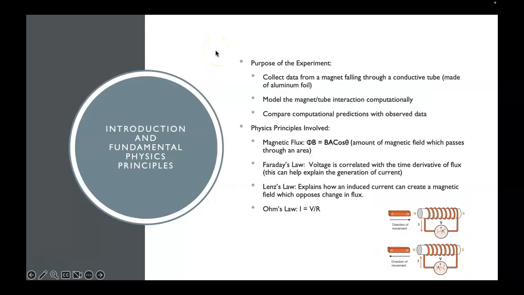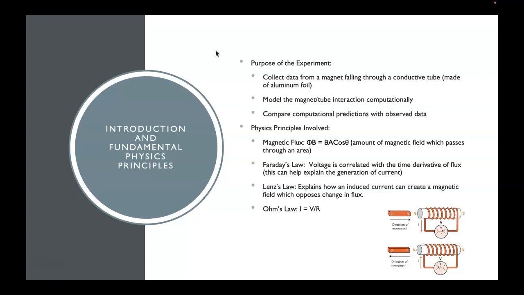So the purpose of this experiment was to collect data from a magnet that is falling through a conductive tube, which is made out of aluminum foil, to also model the magnet and tube interaction computationally, and then compare computational predictions with my observed data.